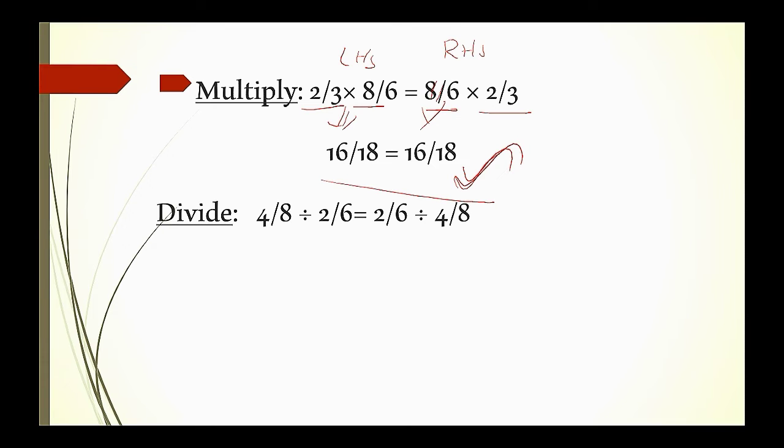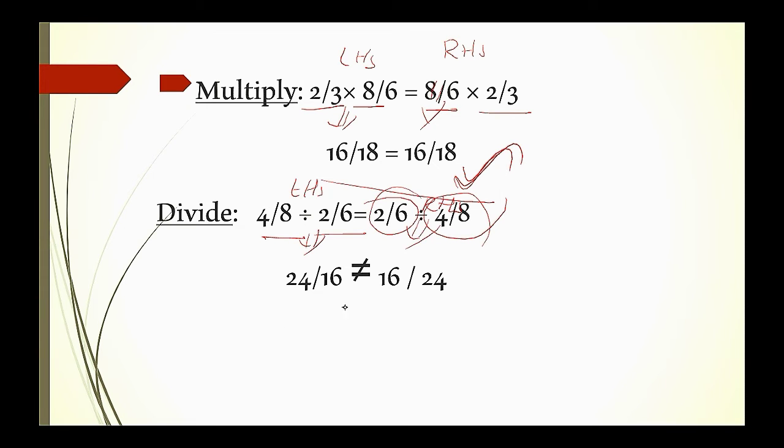Let us check in division. When I divide 4 by 8 divided by 2 by 6 and rearrange it, 2 by 6 comes first and next 4 by 8. In LHS I am getting 24 by 16. In RHS I am getting 16 by 24. If the numbers are interchanged, that means they are not equal. So therefore division does not support the commutative property.